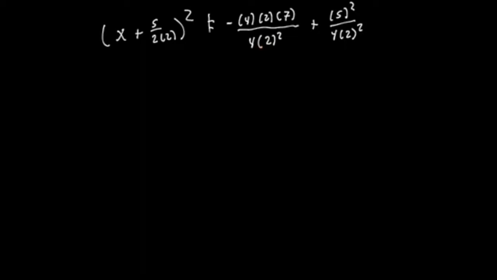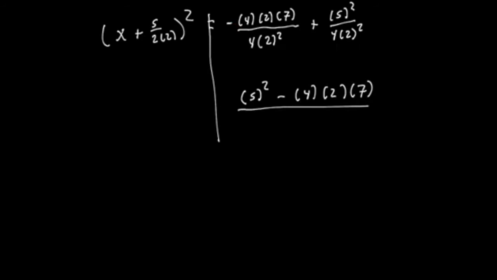But here's how I'm going to do this. Since we have addition, I can commute these two values. So I'll write the 5 squared first. So I have 5 squared, and then I have minus 4 times 2 times 7. And that's all over the common denominator of 4 multiplied by 2 squared. Now the goal here is to isolate x. And in order to isolate x, I need to get rid of the square. I can do that if I take the square root of both sides.